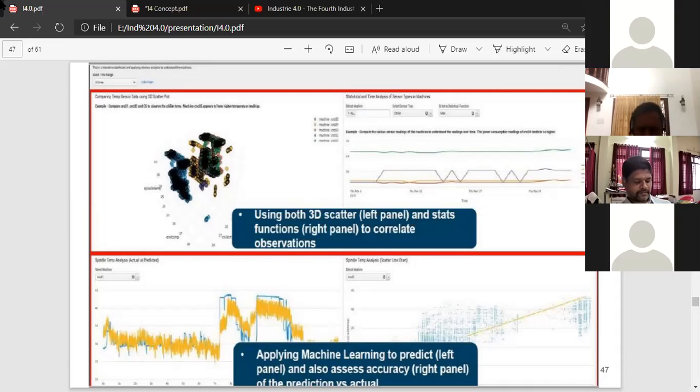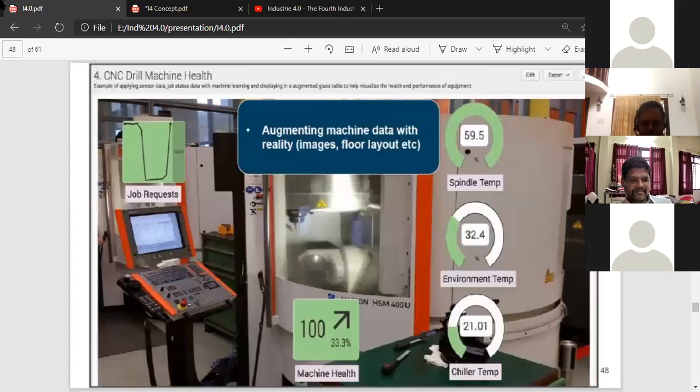So here, in the bottom half, you have machine learning and also accuracy. That is, you have what is the predicted behavior and what is the actual behavior. You can do predictive analysis, and you can keep tweaking a model to make sure that your model is really accurate and is representative of the actual scenario.